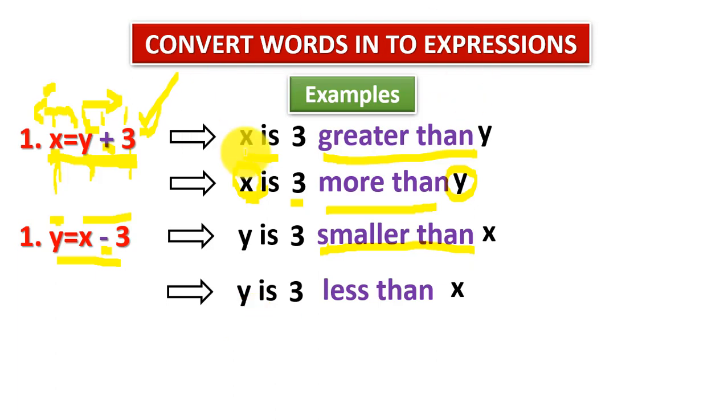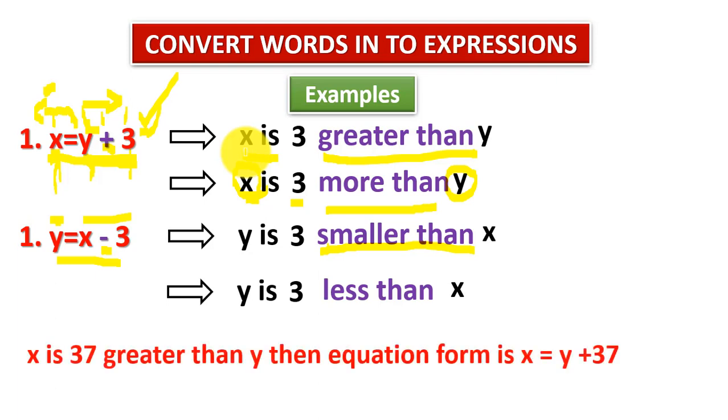Now I have taken some words and converted them into expressions. Once repeat here: X is what we are discussing. X is 37 greater than Y. Then its equation form is x equal to, 37 greater is nothing but plus 37, and then Y. So the equation form is x equal to y plus 37.